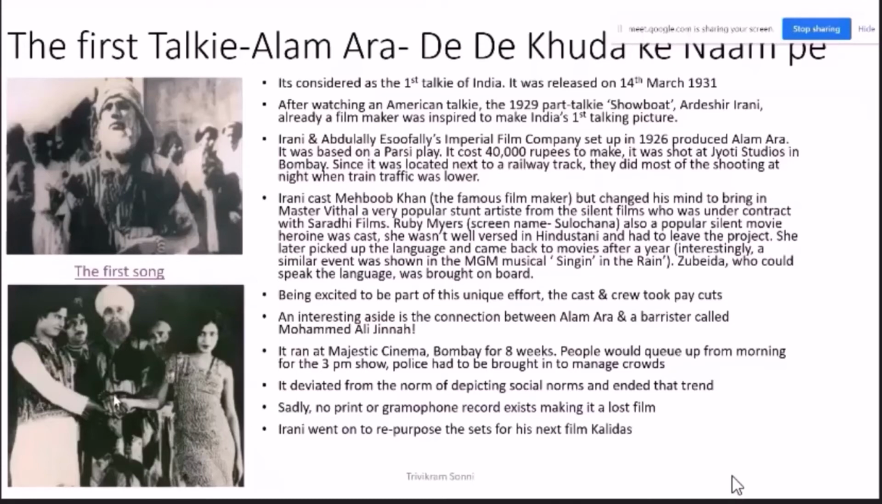It ran at this theatre called Majestic in Bombay for 8 weeks. People would queue up from 9 in the morning for the 3 p.m. show and police had to be brought in to manage crowds. Right?